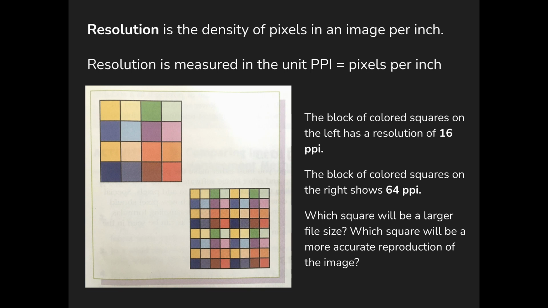Now, when we ask the question, which square will be a larger file size, we'll have to say this image on the right because it has more pixels per inch, being a higher resolution. When we ask the question, which will appear more accurate of a reproduction of the image, that as well will be the image on the right because it has more pixels per inch. Now again, the more pixels we have, the higher the resolution, and the lower amount of pixels per inch, the lower the resolution.